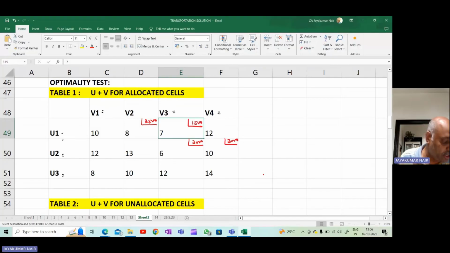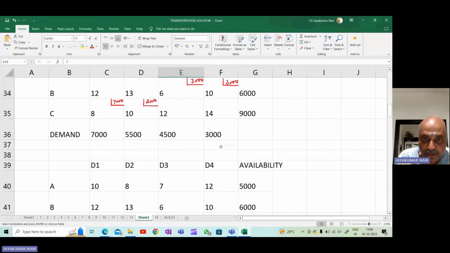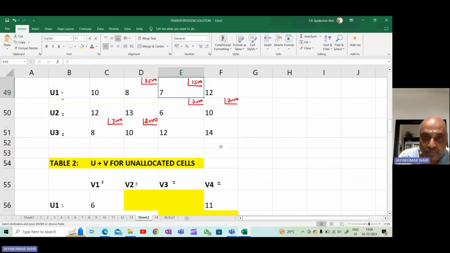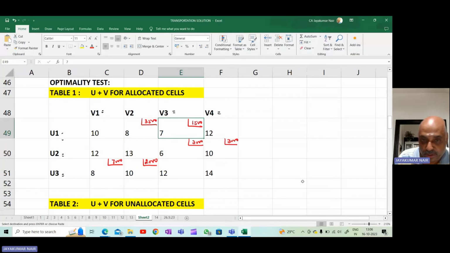There's no allocation here. 12th one, here it is 7000, and here it is 2000. I think these are the allocations: 3500, 1500, 3000, 3000, and 7000, 2000, 7000, 2000. Yeah. So these are the allocations.